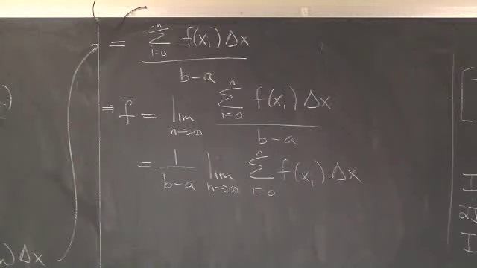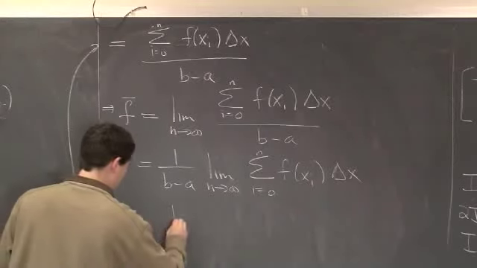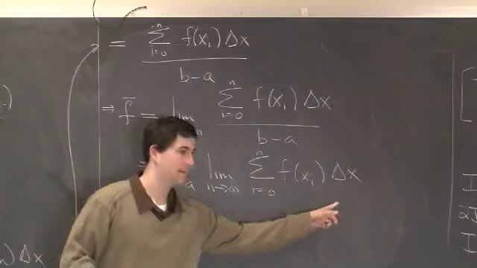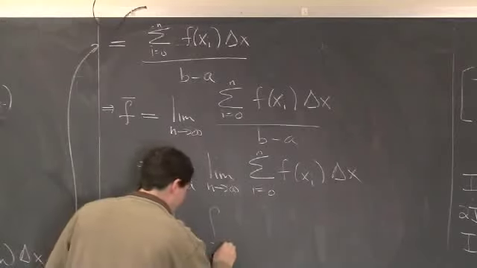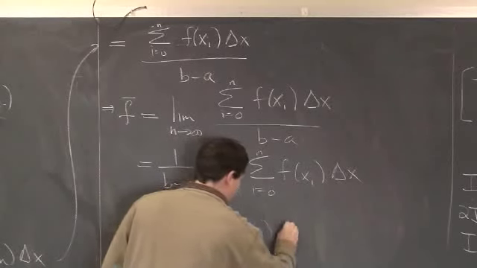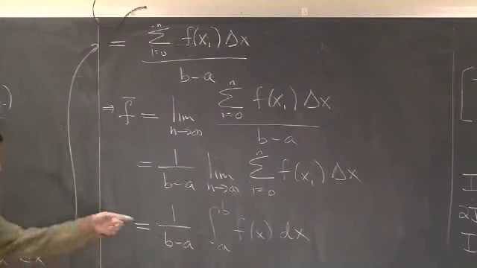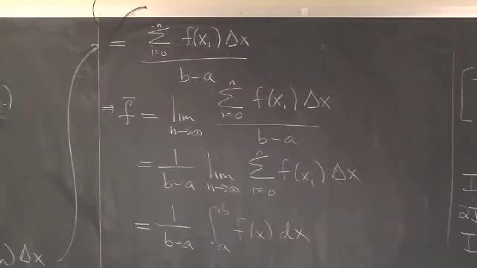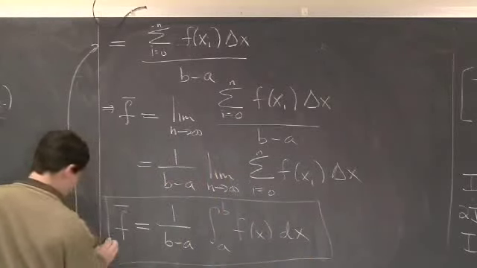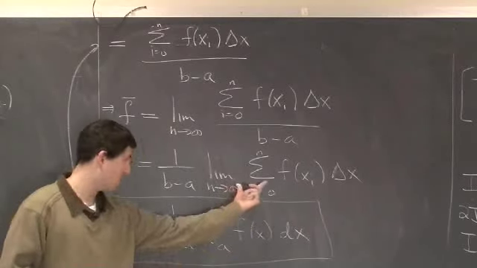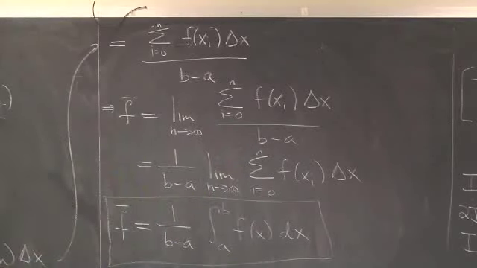And that limit should look very familiar. What is that limit? That's the integral, right? This limit is the integral from a to b of f of x dx. By definition, that's how we define that integral, was that limit. And so we're able to get this formula. The average value of a function on the interval a, b is this, assuming that we made this assumption that this limit existed. So that means the integral has to exist.